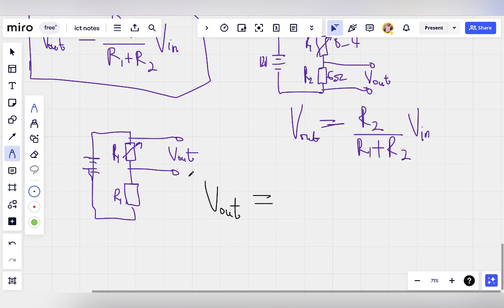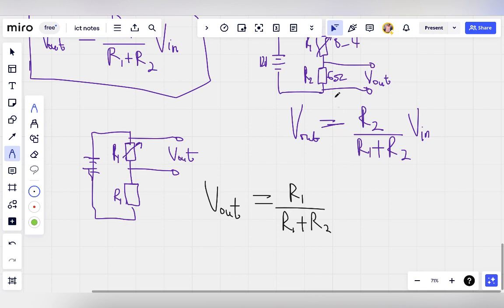It's always the one on top, the one that will be on top is the one they want you to calculate the output voltage upon. Since they put the output voltage across the variable resistor, you say R1 first. This is the difference I'm giving you, just so you know how to use it. If you're looking for output voltage across R1, you say R1 over R1 plus R2. If you're looking for it across R2, you say R2 over R1 plus R2.